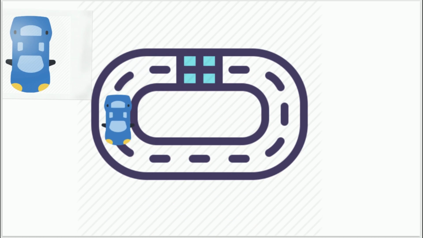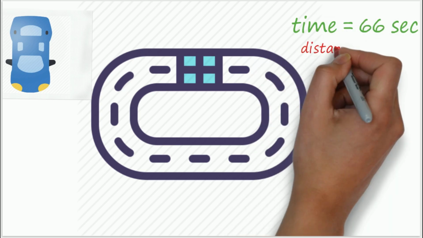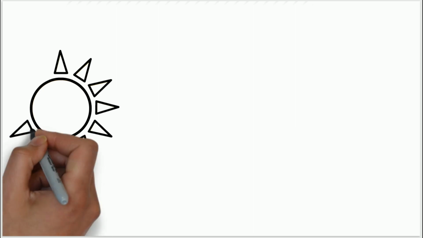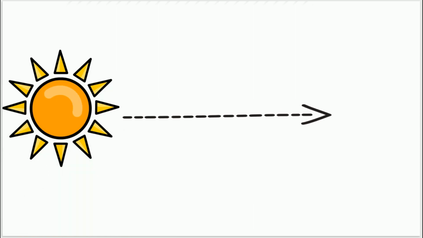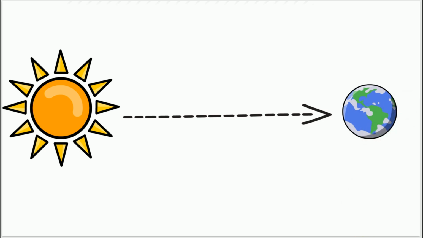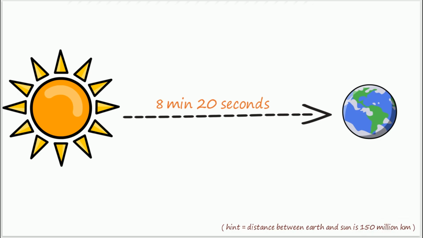What will be the velocity of this Formula 1 car if it takes 66 seconds to complete one lap? You'll find the answer in the description below. Moving on to the final question. What will be the velocity of light if it takes 8 minutes and 20 seconds to travel from the sun to the earth? You'll find the answer in the description below.